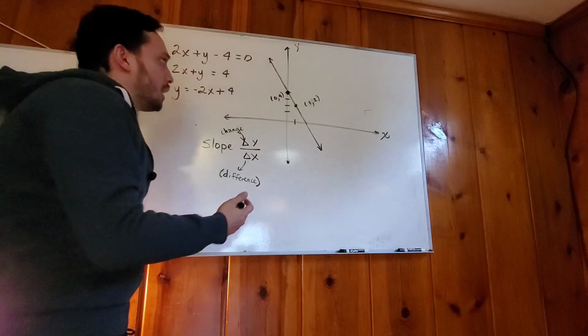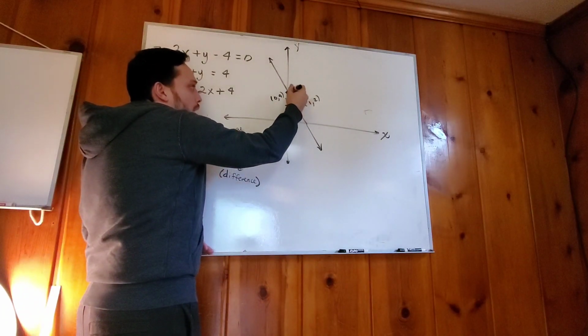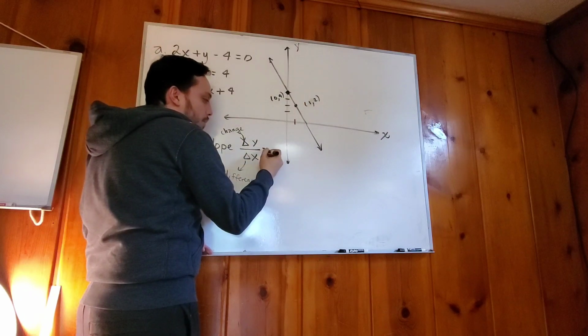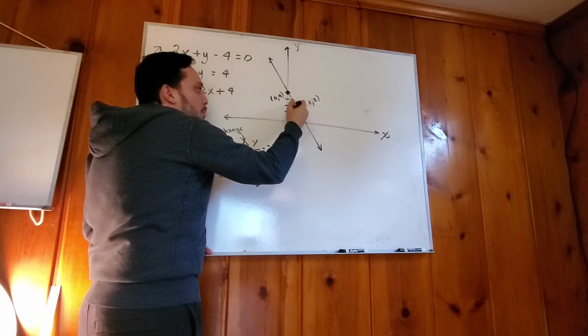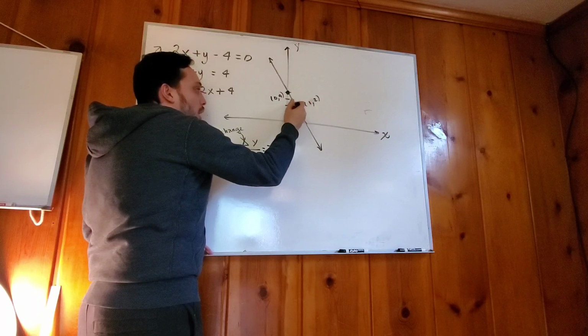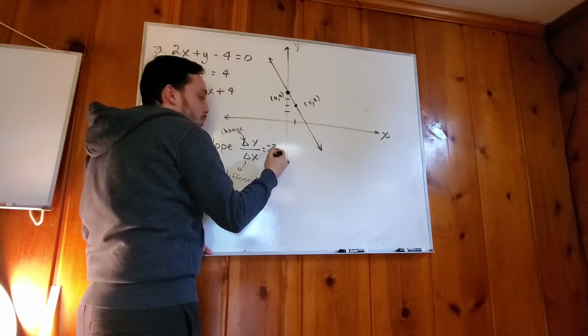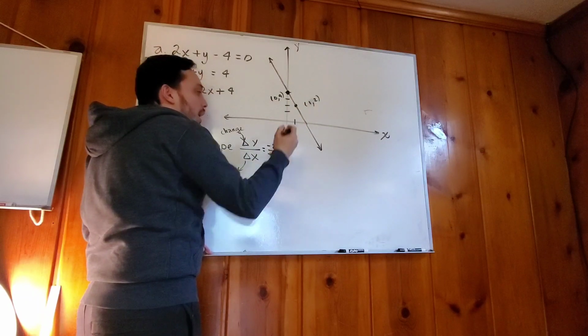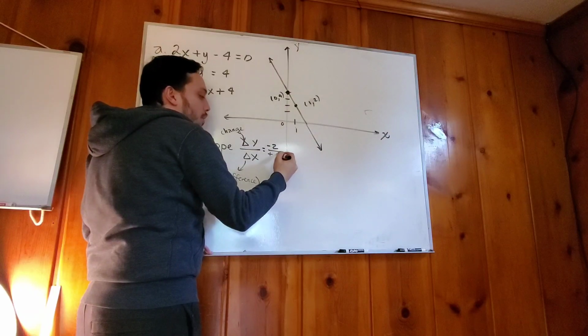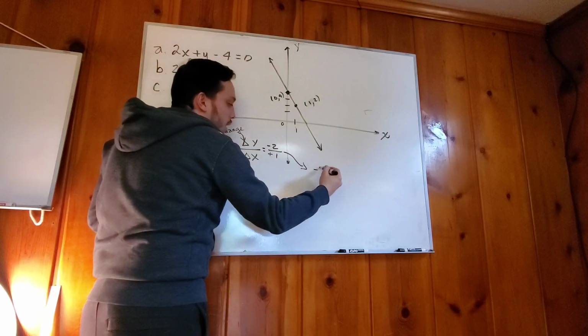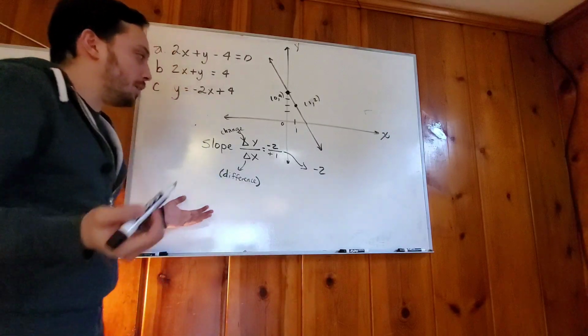Okay, so how did I change here? Well, from this point to this point, how much did I move up or down? I moved 2 down, right? I moved 2 down. And how much did I move horizontally, from side to side? I moved to the right, right? So to the right is positive. And how much did I move by? Well, this is 0 and this is 1. So I moved 1. That's why my slope is -2. It makes perfect sense, right?